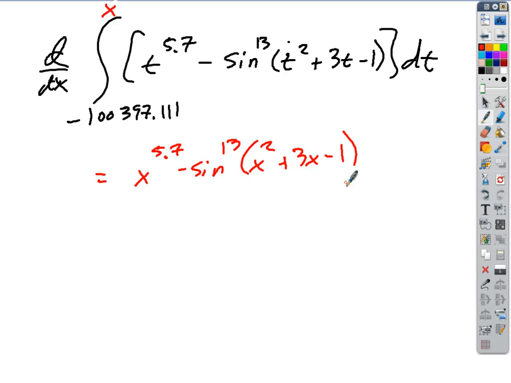I will get this example. Okay, now don't even look at that yet. Okay. Don't look at that yet.